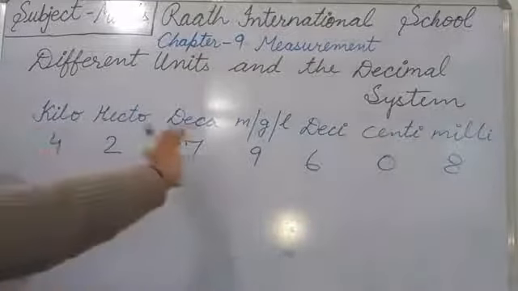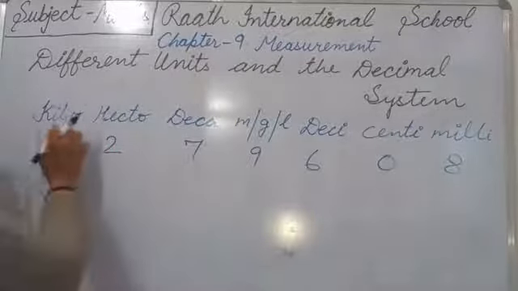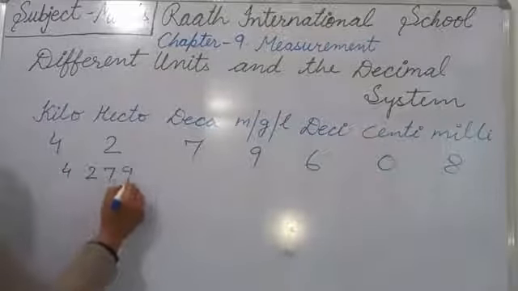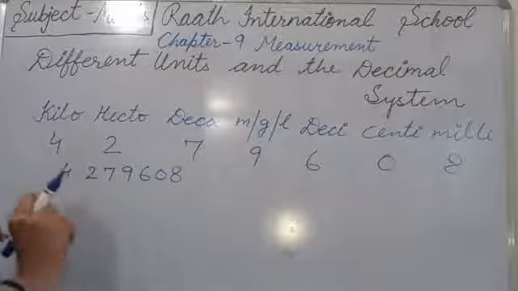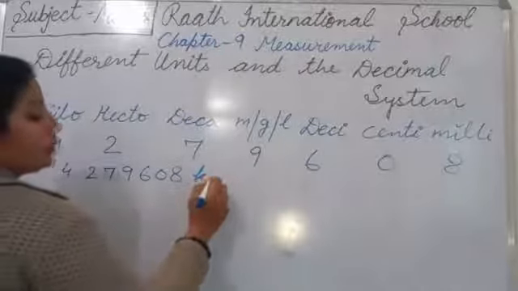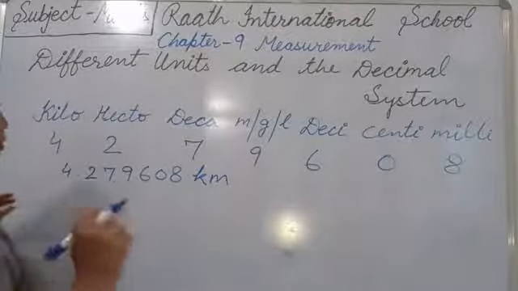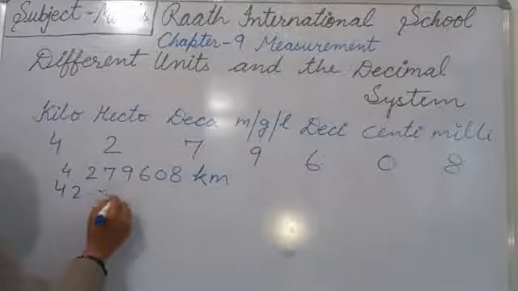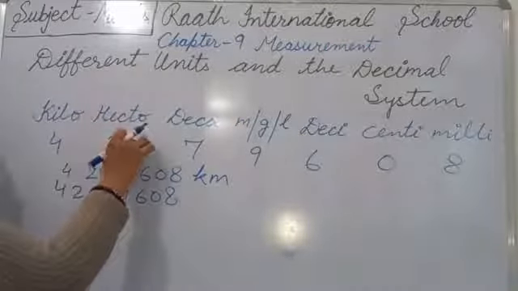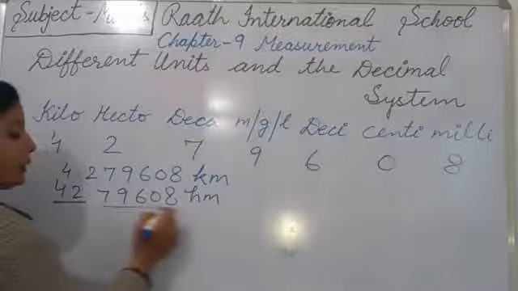Okay, suppose we are writing this in the decimal system, and we want to write in the kilo. We want to change this into the kilo. So where is kilo? There. In kilo we have 4. So how can we write? 4.279608. Clear? So that's kilo. If we are talking about the meter, it becomes kilometer. If we want to change that into the hectometer, it becomes 42.79608, because here is hecto and in hecto we have 2. So after the hecto column we will use the decimal point and it becomes hectometer. Before the decimal we have hectometer and after that we have the smaller units.